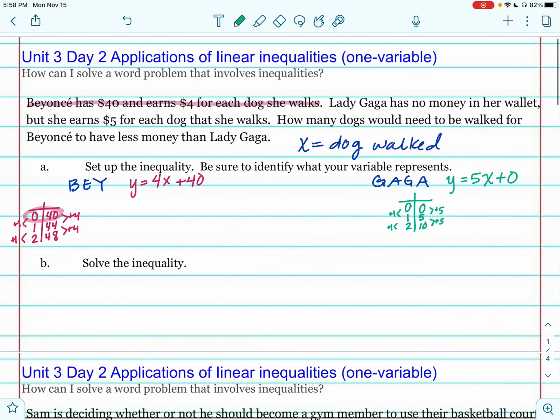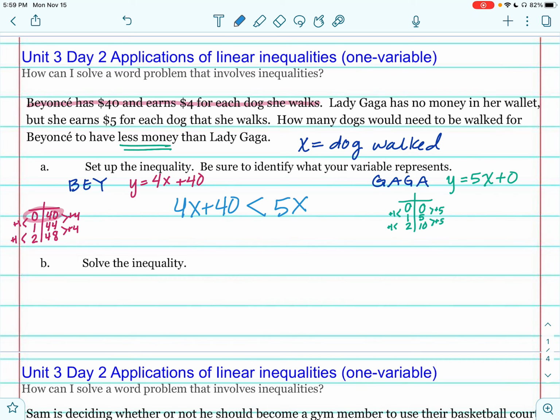All right, so then it says to set up the inequality, and it said how many dogs would need to be walked for Beyonce to have less money? Okay, so I want Beyonce's equation, 4x plus 40, to be less than Lady Gaga's equation. And again, I don't really care if they ever get equal, right? And that's how I know that I'm just using a less than symbol, because I didn't ask when are they even. I just want to know, when does Beyonce have less than Lady Gaga? And I already know Beyonce starts with more because she has $40 in her pocket.